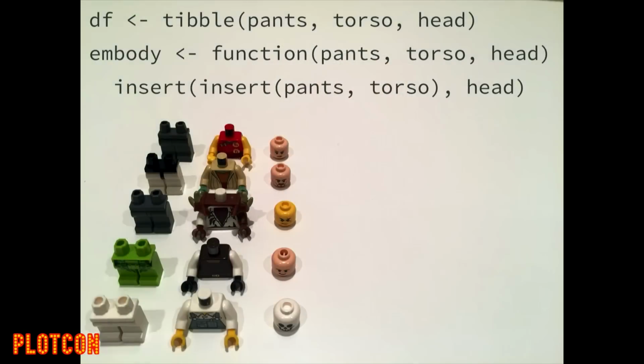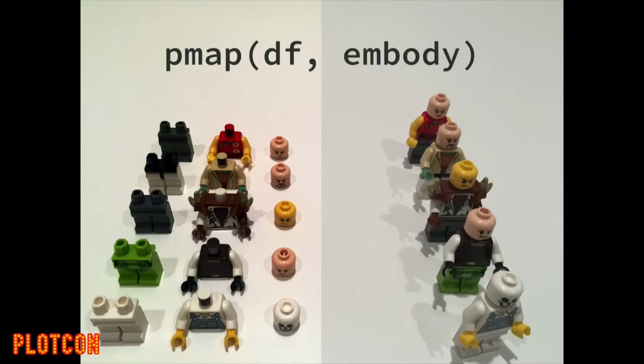So imagine I have a data frame holding a column of pants, a column of torsos, and a column of heads. Maybe this is where the minis came from in the first place. And I have an embody function that will insert the pants into the torso, and then that little apparatus into the head. So you can scale that up over all the minis with PMap.